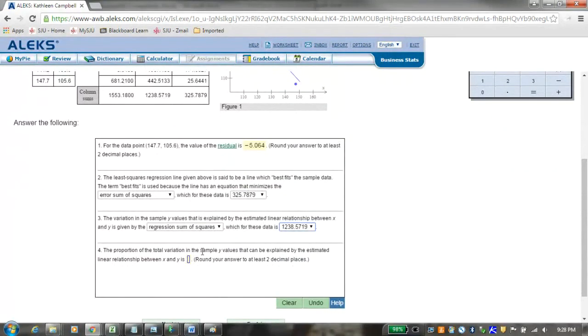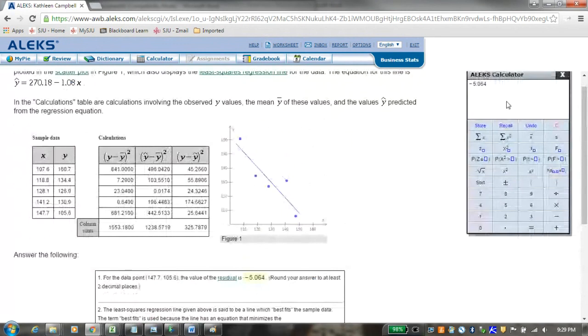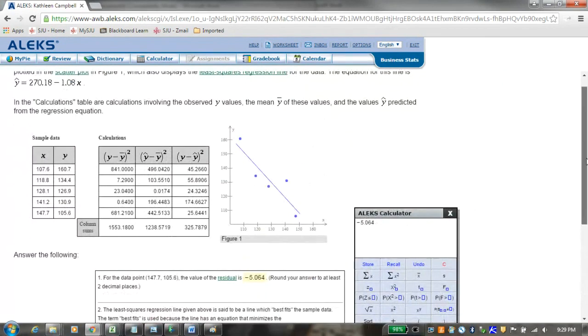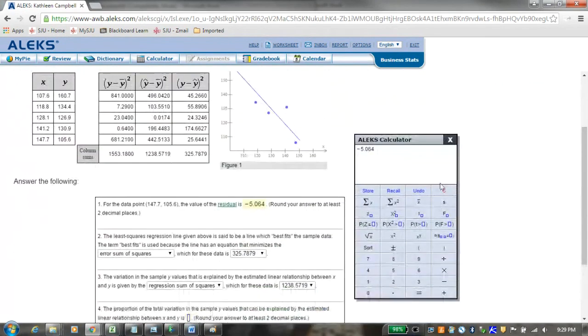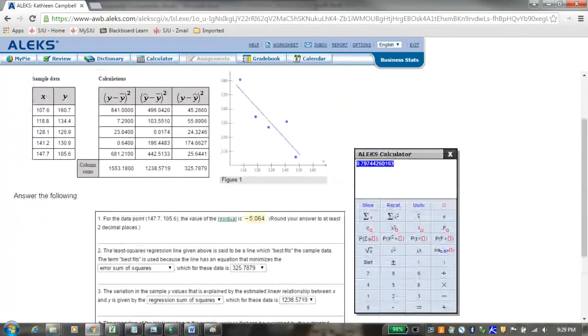The proportion of the total variation of the sample y that's explained. That's also called R squared. It's your explained variability. There is variability. How much of it is explained? Explained comes from your regression. So we're going to take our regression number, 1238.5719, and divide it by our total, 1553.18, and get our R squared of 0.79744. Actually, I'm going to just copy and paste it.